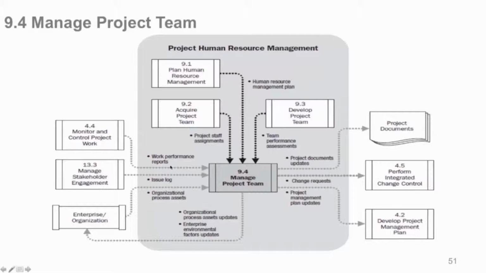Work performance reports here come out of monitor and control. Remember, monitor and control 4.4 is where you build the work. So it comes in as work performance reports. And remember, work performance reports are only outputs from 4.4, nowhere else. So those are nice reports that give you more overview of how things are working on the project, which you could use to deal with your staff and manage them better.